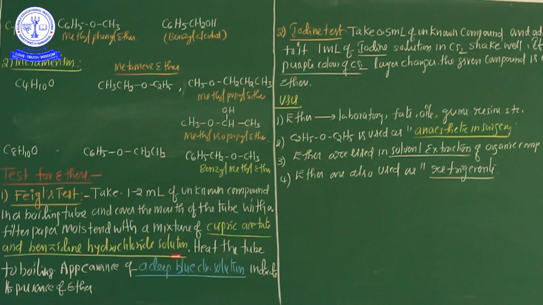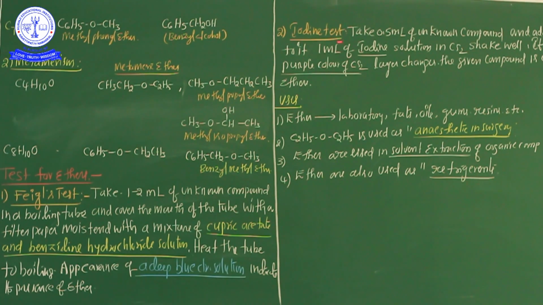Immediately after heating, what happened? The appearance of a deep blue color indicates ether. So the unknown compound is ether. Important: in Fagel's test, which chemicals are mixed with the unknown compound? Cupric acetate and benzidine hydrochloride. This is one of the important tests for confirmation of ether, the Fagel test.